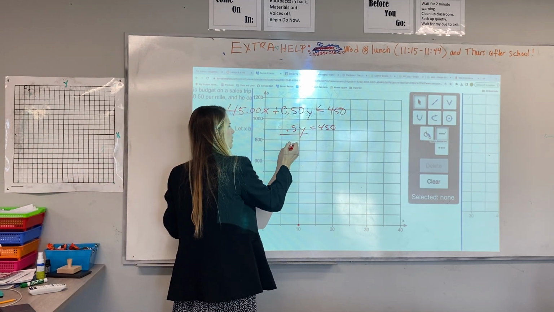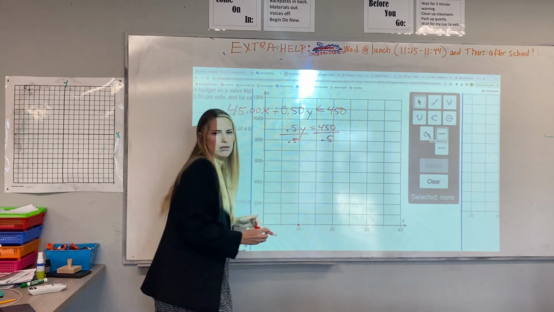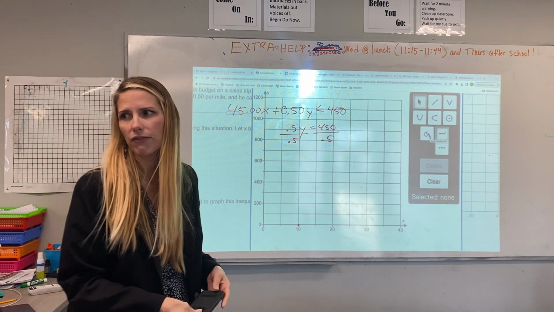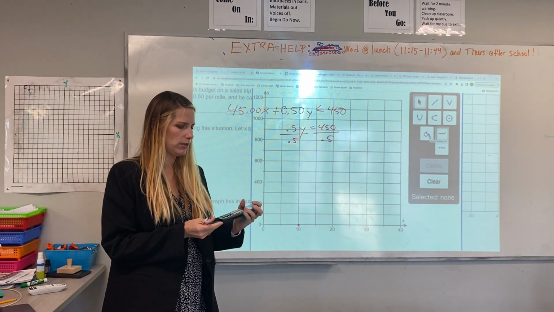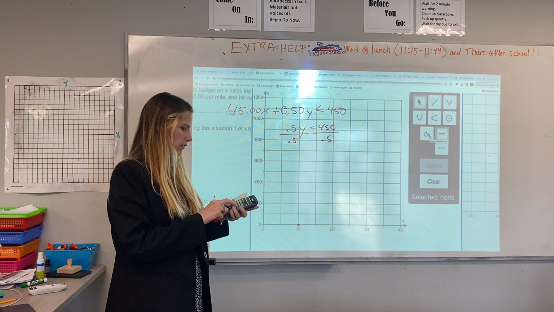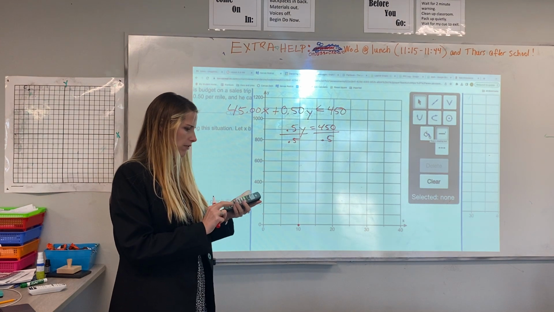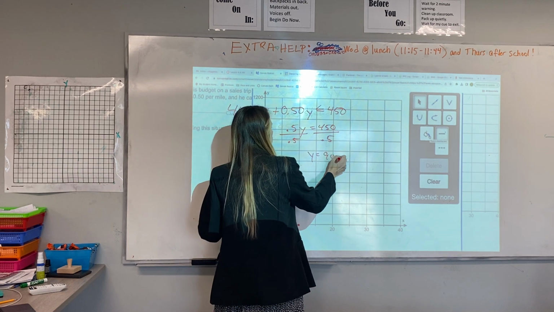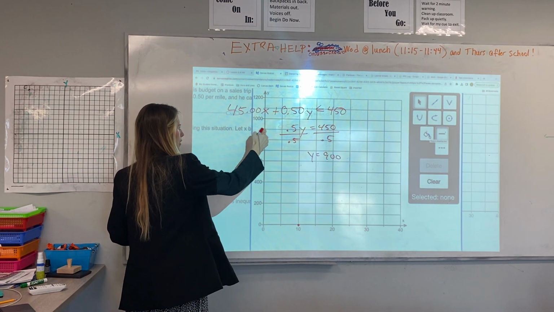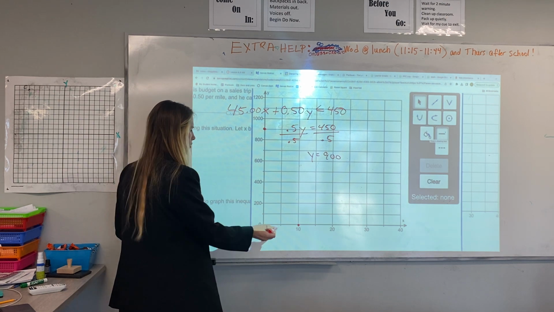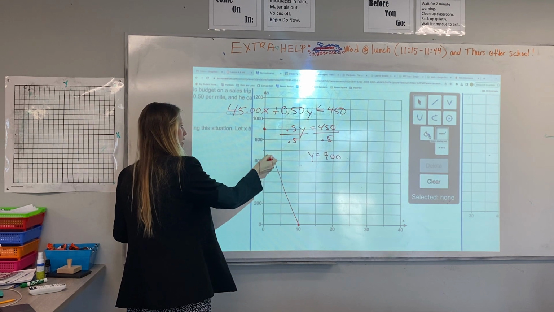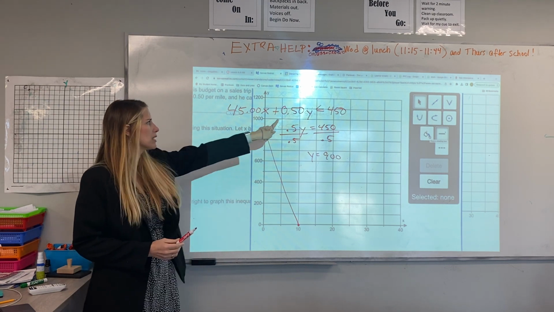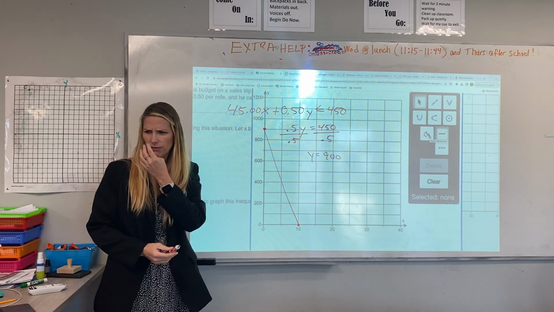Can I have a calculator? What's 450 divided by 0.5? Somebody tell me so I don't have to use my calculator. 900. It's 900. Okay, so y equals 900. So my y-intercept is going to be 900. I just connect my dots here. That's my graph. You can write 0.50 if you want.